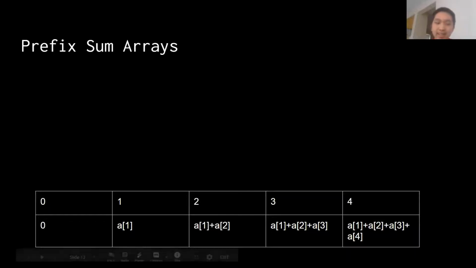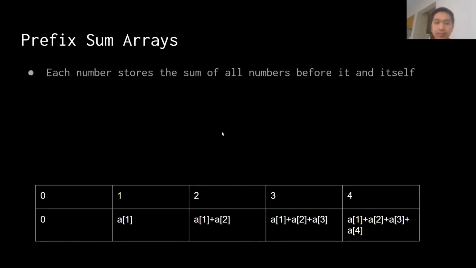So you see that 0 holds 0, right? We're assuming that there's nothing at 0. 1 holds the element at 1. 2 holds the sum of 1 and 2. 3 holds the sum of array elements 1, 2, and 3. And 4 holds the sum of array elements 1, 2, 3, and 4. So every single array element holds the sum of itself plus everything that comes before it, which is basically what I just said.